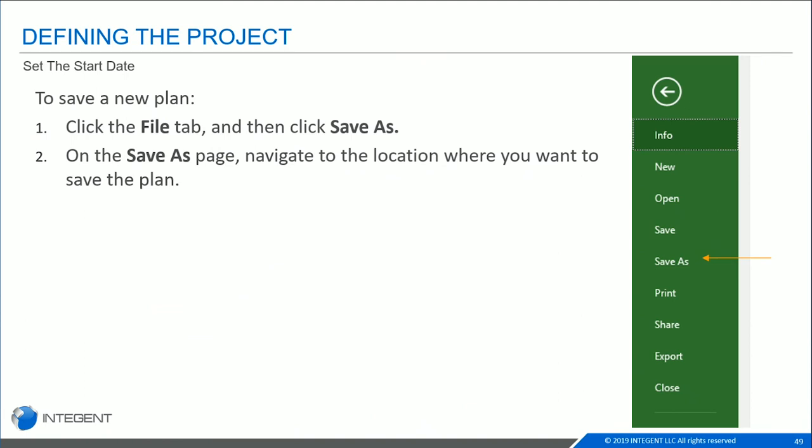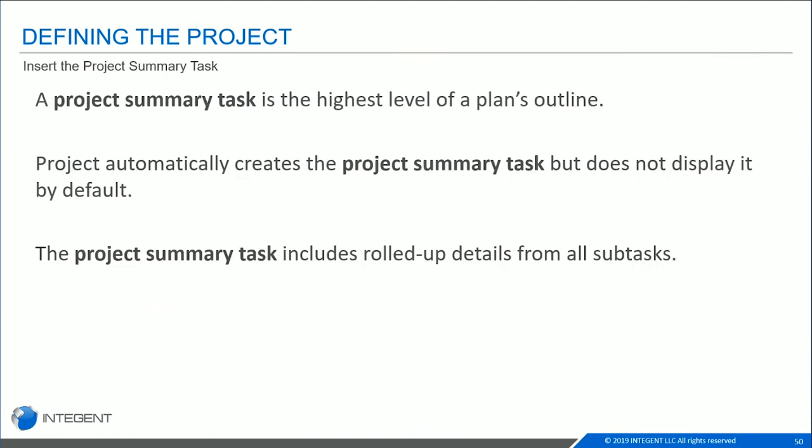The project summary task is the line 0 task. I know we looked at this a little bit earlier, but it is the highest level of your project plan. It is something that you should never update, never touch, never rename, never associate, but it will give you all of the roll-up information of your tasks.